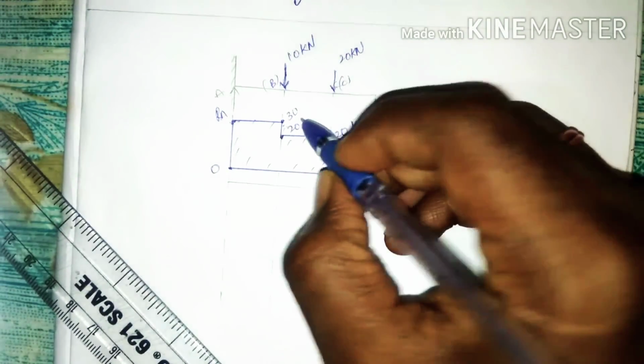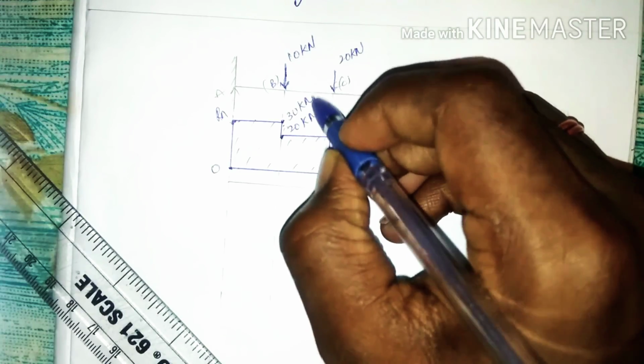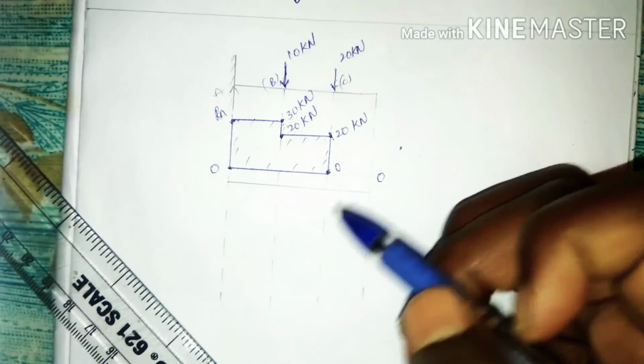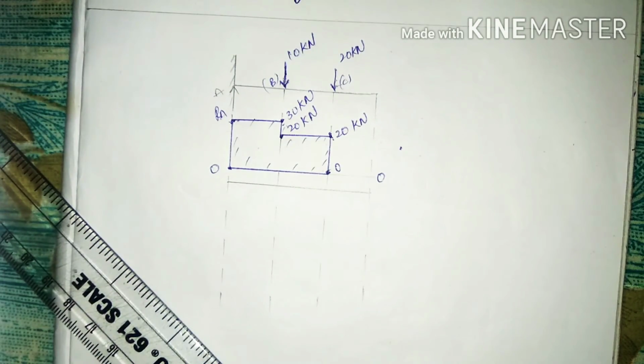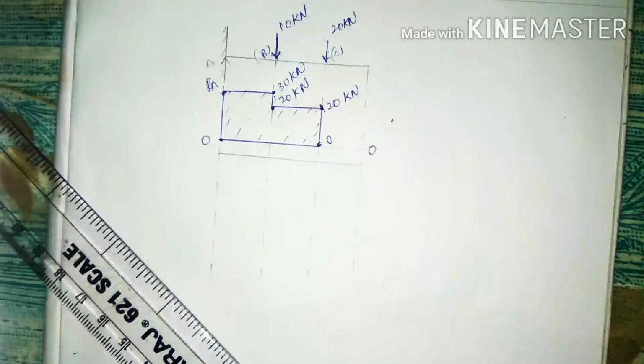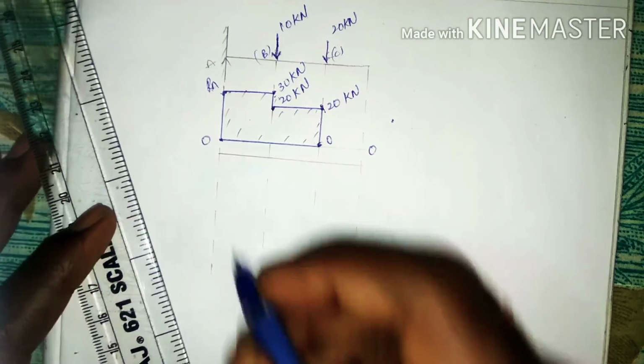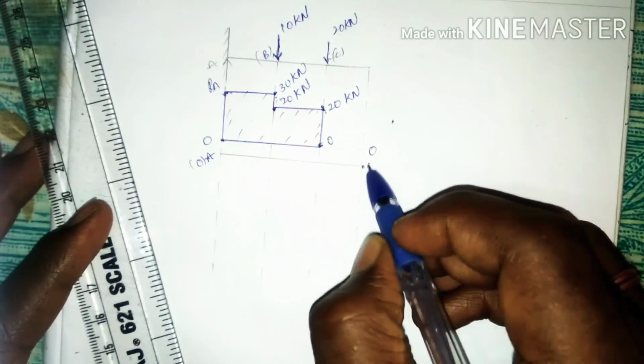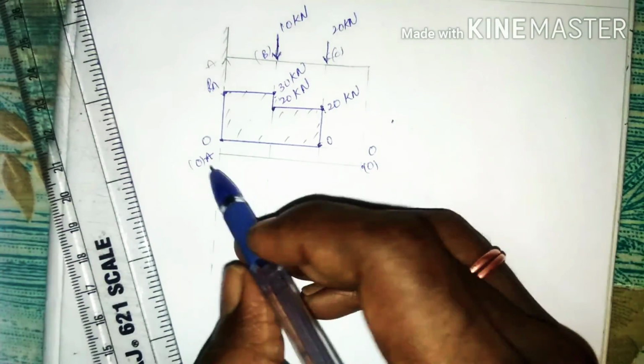We have to mention the units also. In the exam you have to use the pencil only. Here this is not visible to you, so I am going to draw with a pen. And next, this is A, and this is the value. This is my reference line to draw the bending moment diagram.